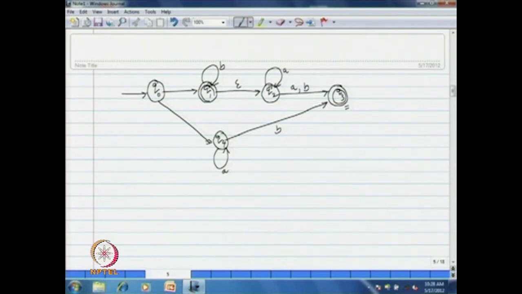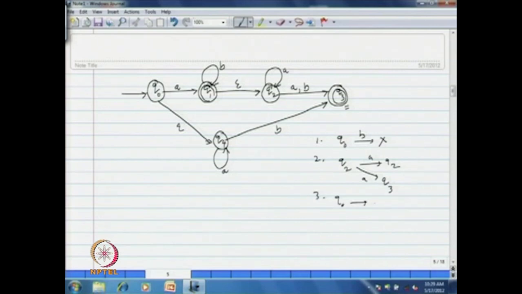Now, just consider the non-deterministic transitions that we have in this particular NFA. There is no transition from Q0 on input symbol b. Then there are multiple transitions from Q2 on input a: two transitions are defined, to Q2 and Q3. And then there are epsilon transitions, from Q0 to Q4 on epsilon and from Q1 to Q2 on epsilon.